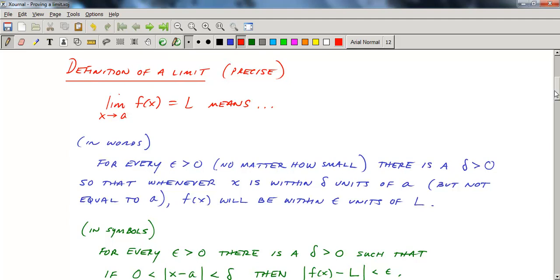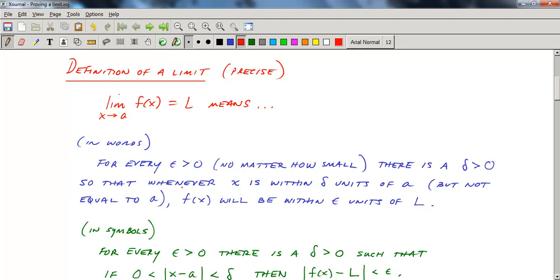So here is the precise definition of the limit. The limit as x approaches a of f of x equals L means, first in words, for every epsilon greater than 0, epsilon is just a number, so for every number epsilon greater than 0, no matter how small, there is a number delta greater than 0, so that whenever x is within delta units of a, but not equal to a, then f of x will be within epsilon units of L.